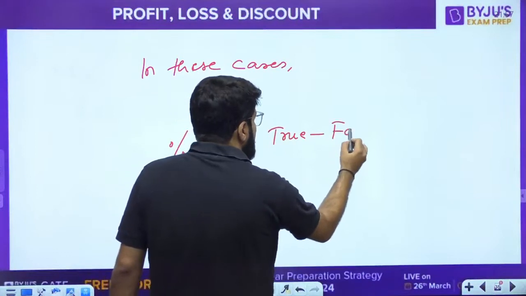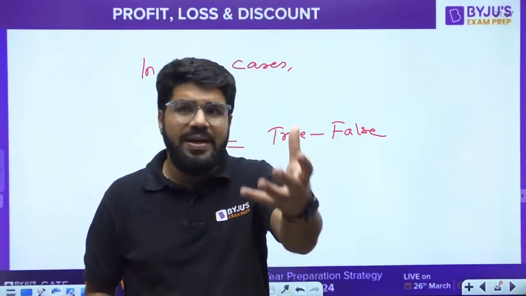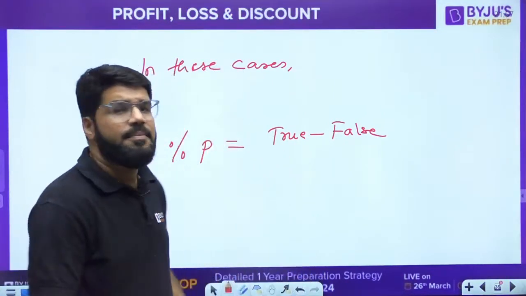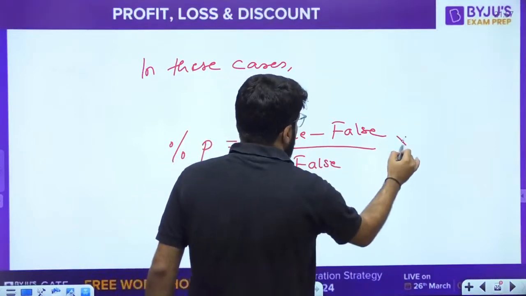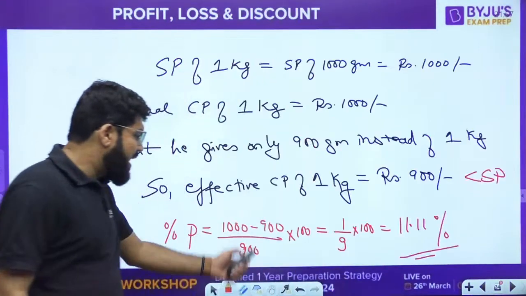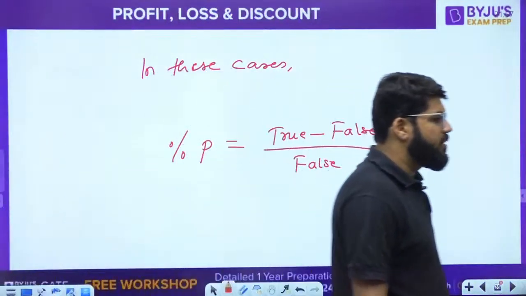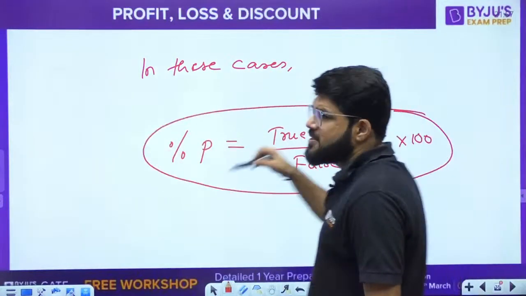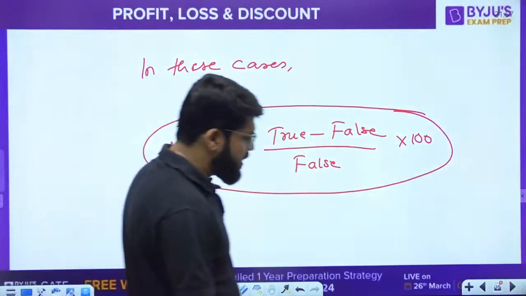But what is the false weight? He tells the customer that it is 1 kg, but actually the false weight is 900. He is selling 900 by cheating. So that is false. Divide by false into 100. That is the actual way. Directly you can do this in this question. True minus false upon false into 100 in such cases can be directly used. Although I have explained the concept behind it, what is the concept to be used?